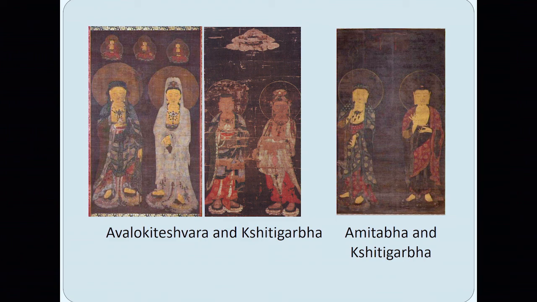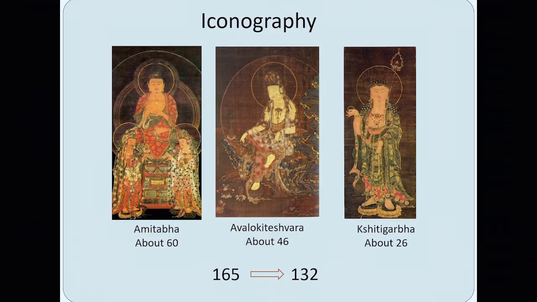In addition, it should be evident from what I have just said that these works reflect a very narrow range of subjects. And that is a distinguishing factor that makes the Goryeo examples of religious painting very different from China and Japan. This is because the iconography is based on Mahayana teachings and does not include esoteric deities, so the subject matter is highly restricted. Among the 165 paintings, as you can see here, 60 depict Amitabha, 46 Avalokiteshvara, and 25 Kshitigarbha.